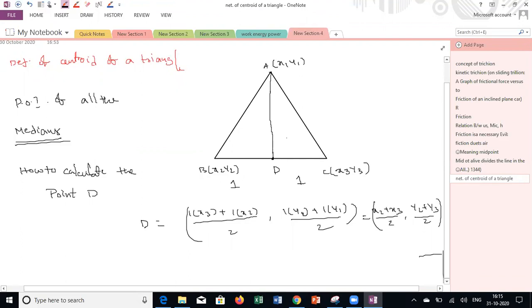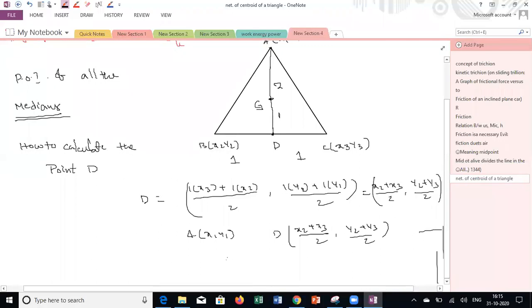See, we are having another condition. The centroid divides the median into 2:1 ratio. Any idea about this point? The centroid will divide the median into 2:1 ratio. Able to remember anyone? A is (x1, y1). D is ((x2 plus x3) by 2, (y2 plus y3) by 2), and G is a point which will divide AD in 2:1 ratio.